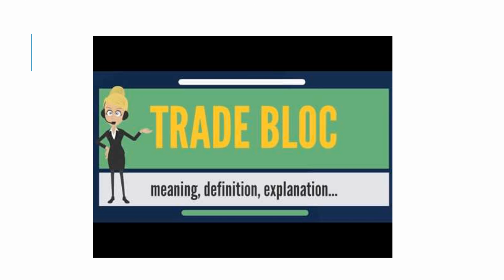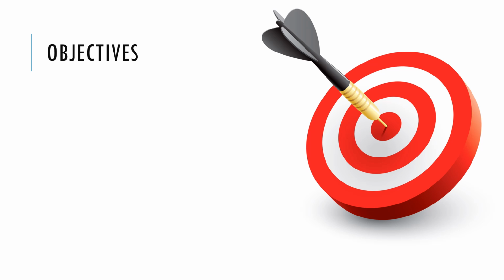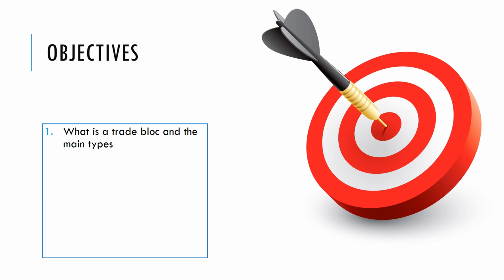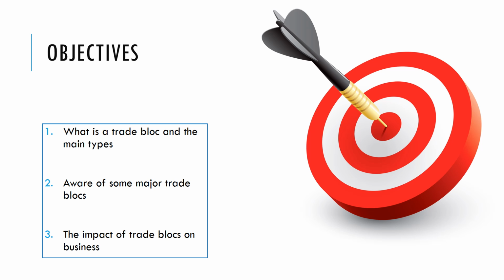First thing to notice is that trade block doesn't have a K. It is just block, as in le bloc, and that is just a way of life. So in this video, we're going to be looking at what a trading block is and the main types. Secondly, some of the major trade blocks and who they are. And then lastly, what is the impact of trade blocks on business?